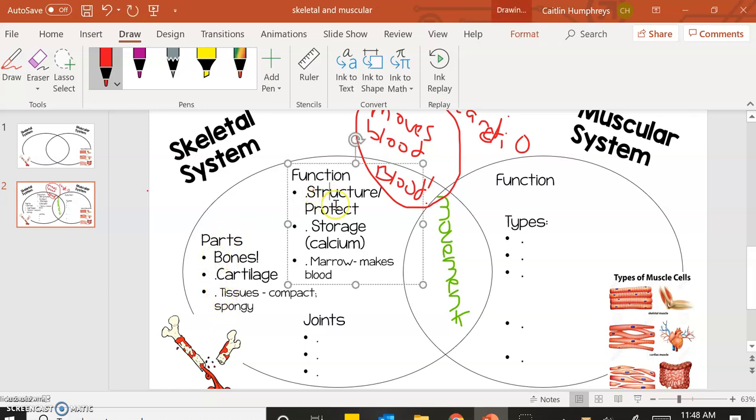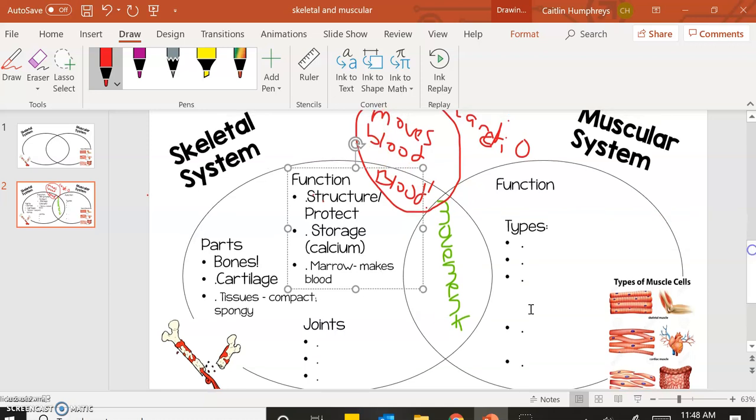We know those bones provide structure and protection. We know they store stuff, and that inside spongy area is called marrow, and it makes our blood, which works with our cardiovascular system because the cardiovascular system then moves that blood. And the last thing we're going to talk about in skeletal is how they work together and how they move.